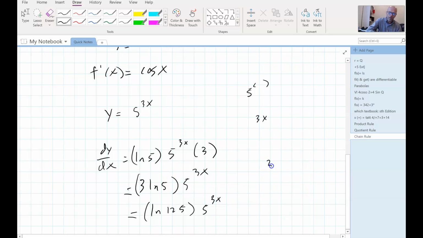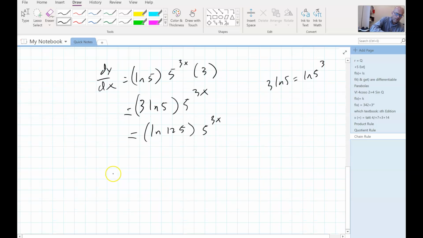Because remember, 3 ln 5 is the same thing as ln of 5 to the third power, and 5 to the third power is 125. Okay, so just another example similar to that.